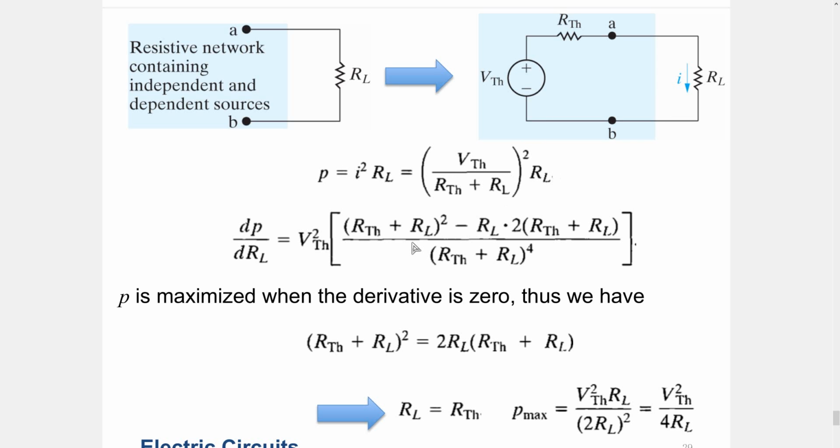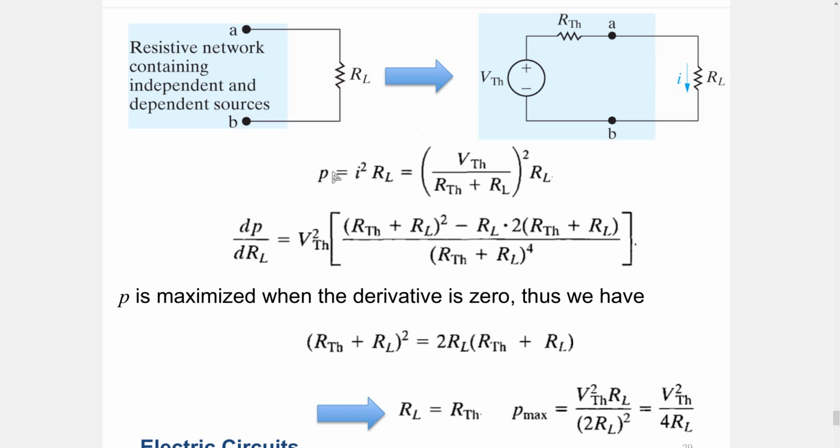Now, the question is, we cannot change the RTH, we cannot change the VTH, because it's coming from the unknown black box resistive network containing independent and dependent sources. It's the dark side, we cannot touch it. Now the question is, for which value of RL is this power maximized?